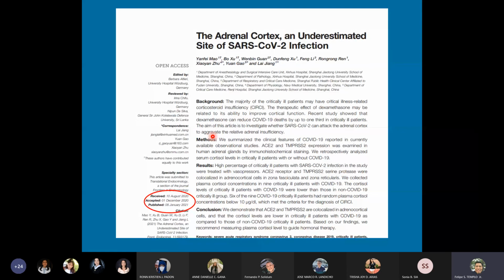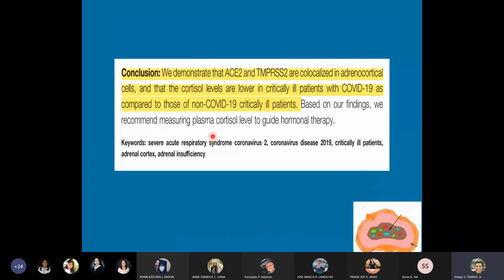Also in COVID-19, it is said, this is probably one of the least mentioned studies: the adrenal cortex is also an underestimated site of SARS-CoV-2 infection. So it's not just the lungs, it's not just the heart. Practically, from this paper we can see that COVID-19 is really a multi-organ disease, even the adrenal glands.